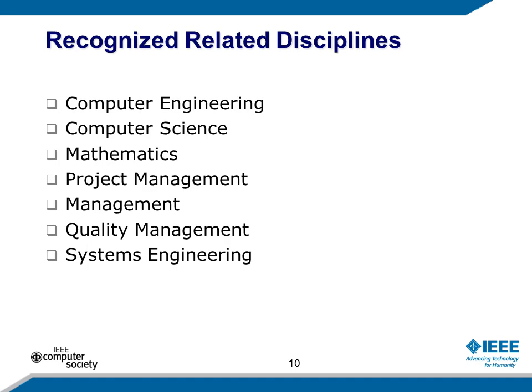The recognized related disciplines are disciplines with which software engineering shares a common boundary, and we have identified them as computer engineering, computer science, mathematics, project management, quality management in general, which would be things like ISO 9000, and of course systems engineering, which is increasingly playing an important role.